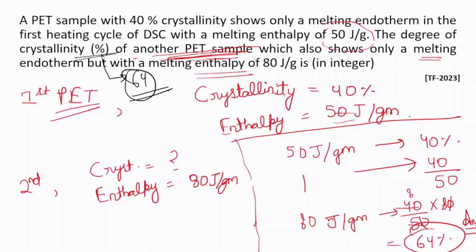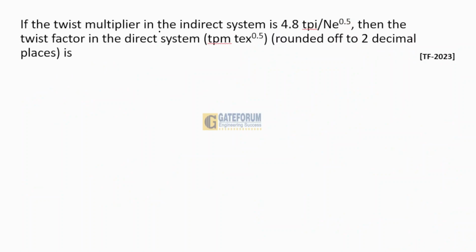Now coming to the next question. It says that if the twist multiplier in the indirect system is 4.8 TPI per root NE, then the twist factor in the direct system, TPM root tex, rounded off to 2 decimal places, is? How do we find this? This is a yarn manufacturing question. This is a 2-mark question.